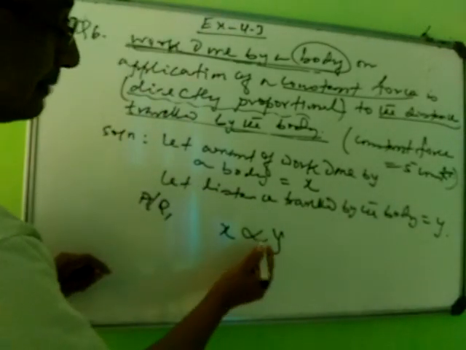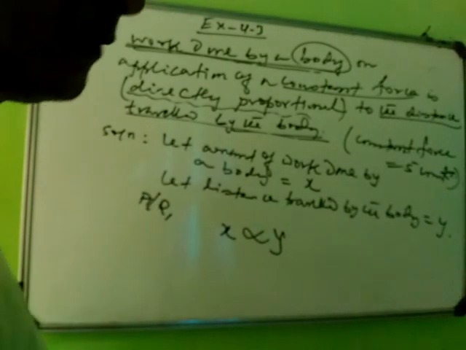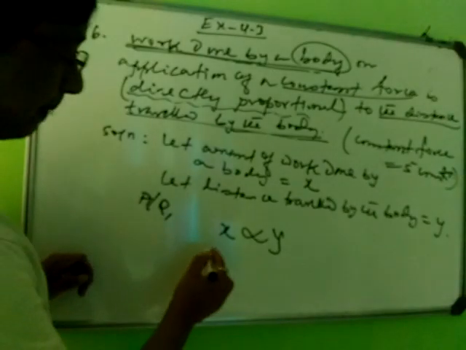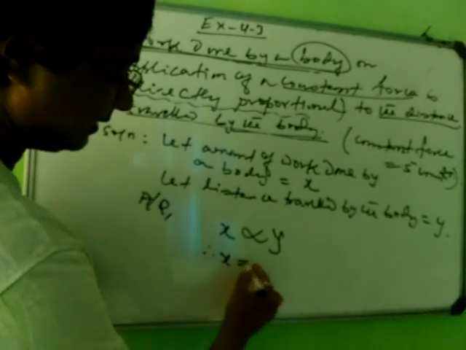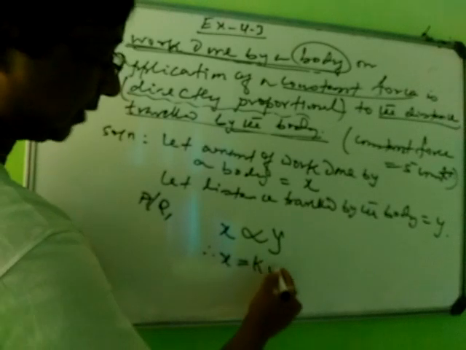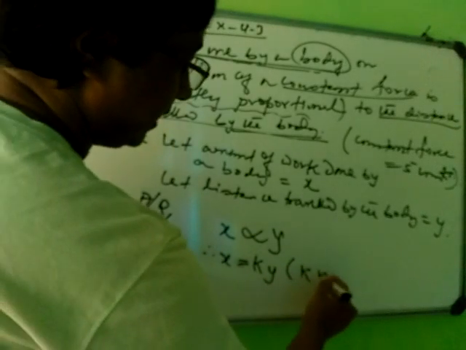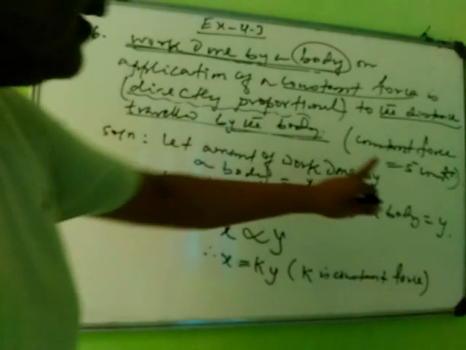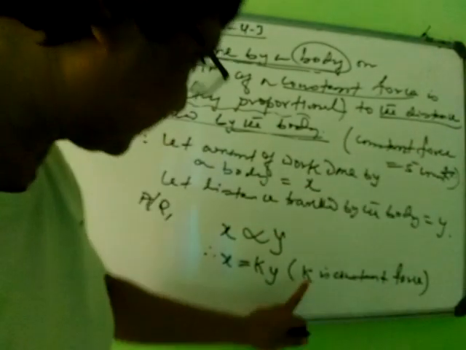Now I don't think you will have any doubt about this symbol, because this is the concept you got in class 8 from the variation chapter. So now x equals ky, the second line. Here k is constant, the constant force, and they have given the constant force as 5 units.